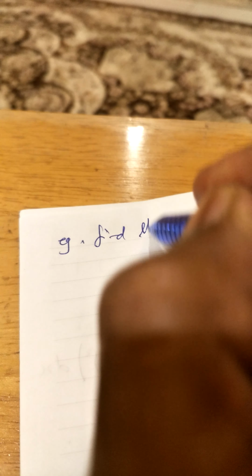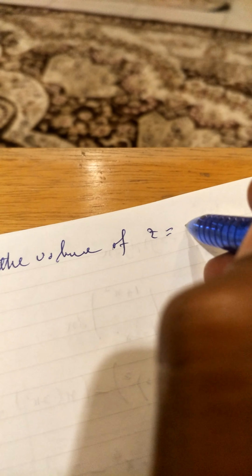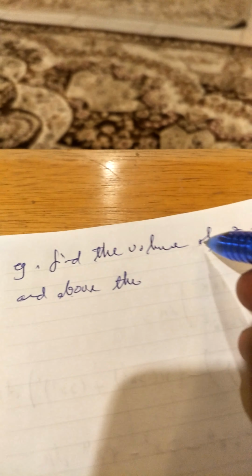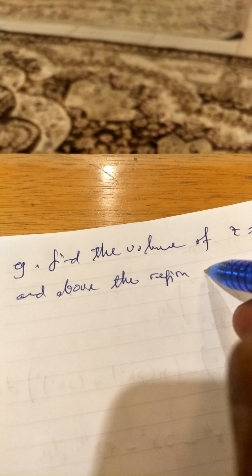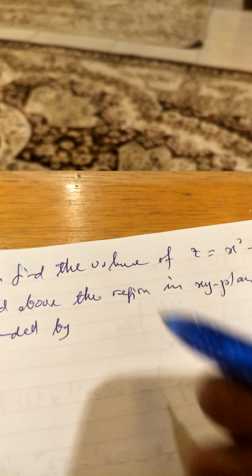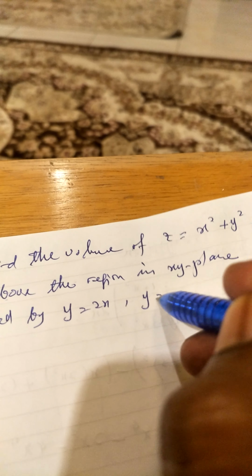Find the value of, let's say we have a solid x squared plus y squared, and above the region in the xy plane, bounded by y equal to 2x and y equal to x squared.